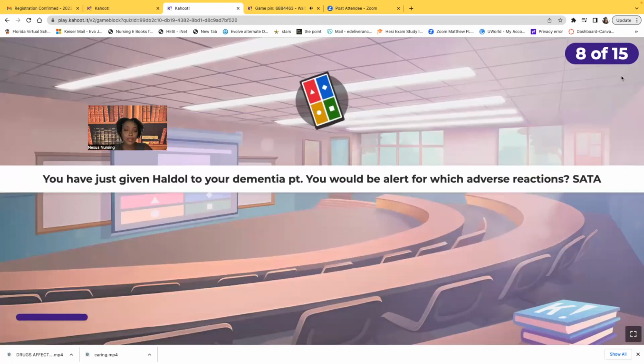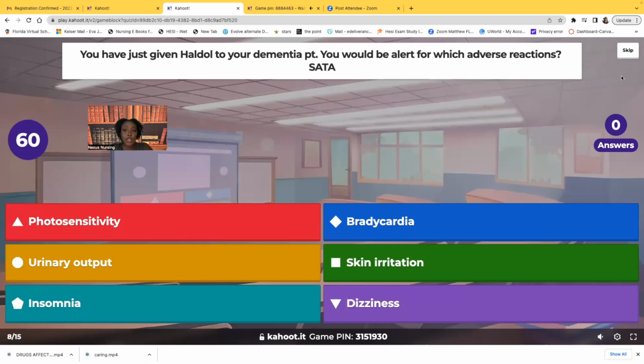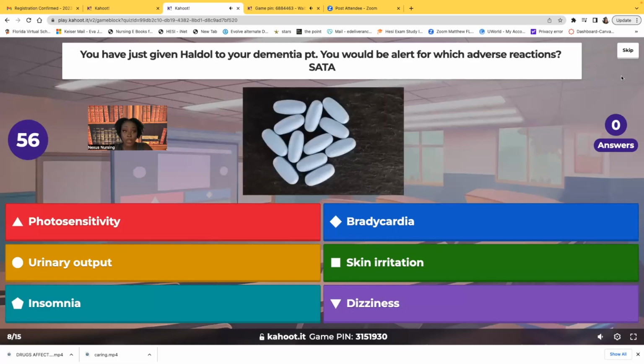Select all that applies. You've just given Haldol to your dementia patient. You'd be alert for which adverse reactions. Here are your choices: photosensitivity, bradycardia, urinary output, skin irritation, insomnia, and dizziness. I will give you a hint. This medication, Haldol, you better know it for NCLEX, I'll tell you that much. But anyway, Haldol, this is an antipsychotic. That's the drug class. So you just gave your patient Haldol. Which adverse reaction would you be watching out for? Photosensitivity, bradycardia, urinary output, skin irritation, insomnia, or dizziness. Select all that applies.